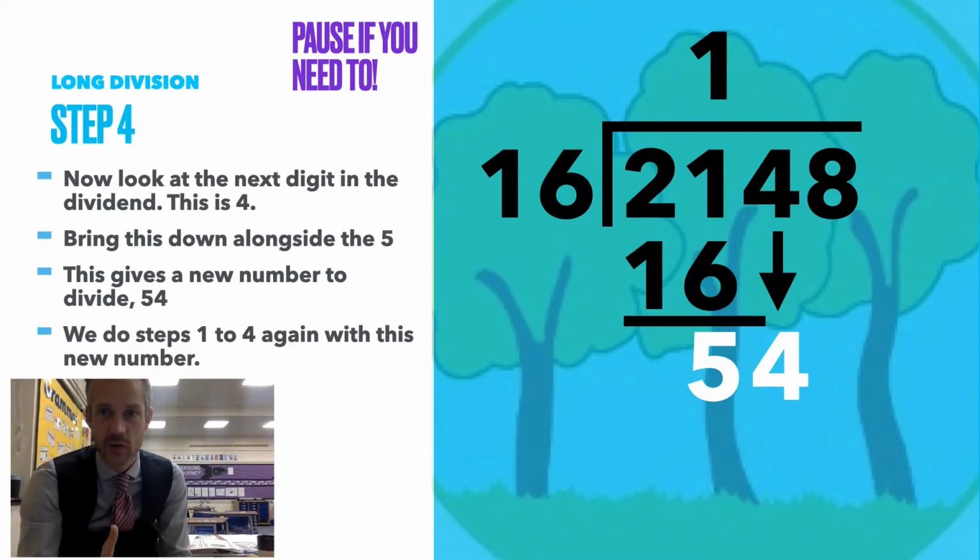Okay, this is the final step in the sequence, then we need to repeat all the steps once again. So we have a look at the next digit in the quotient, and it is 4. So we bring the 4 down, where the arrow is pointing, alongside the 5 that we had left. And that gives a new number of 54. And then we need to repeat the steps again with the new number 54.